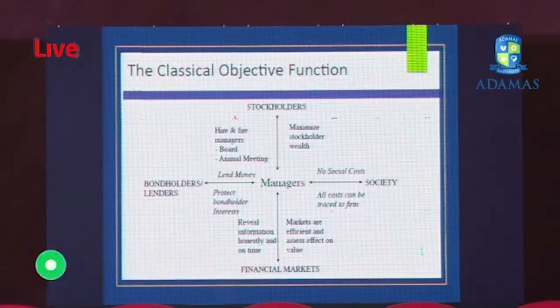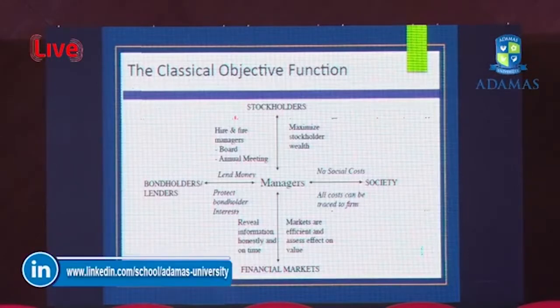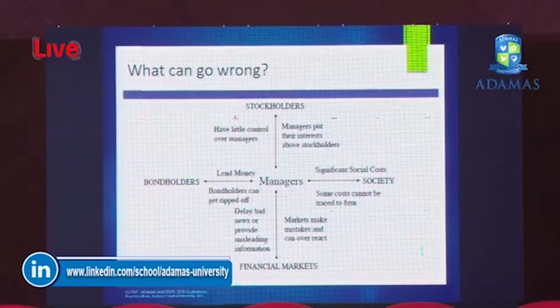But in real life, in the real world, things don't work like that. There are a lot of leakages and inconsistencies. So the model I'm showing is the true model. So what can go wrong? Everything here can go wrong and has gone wrong.